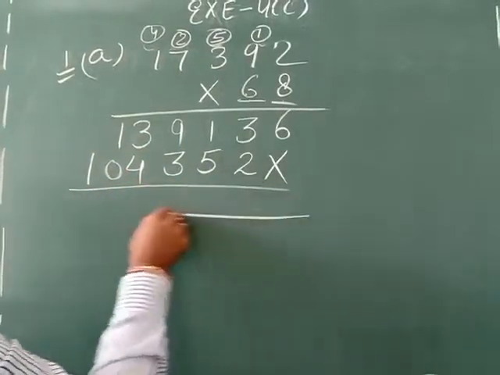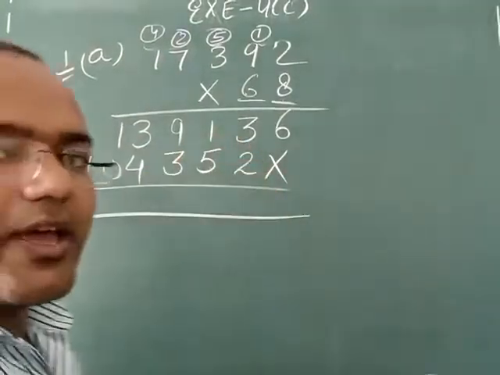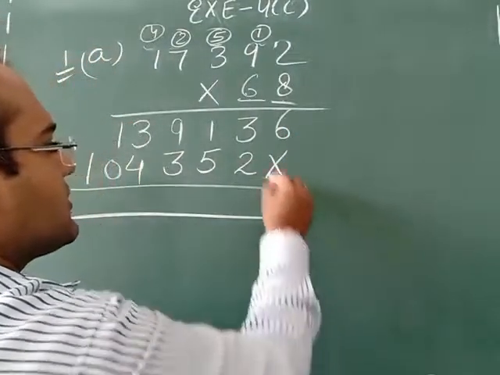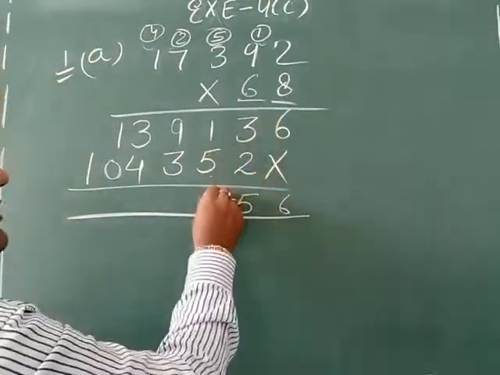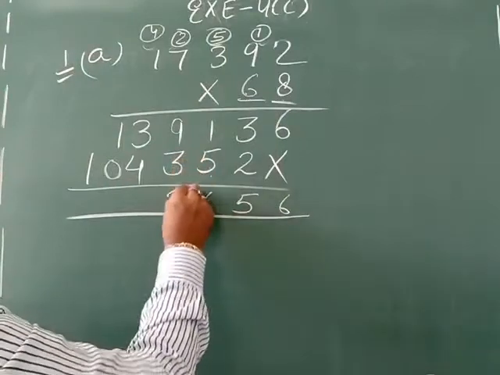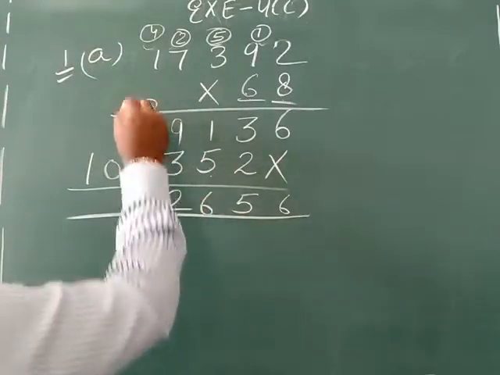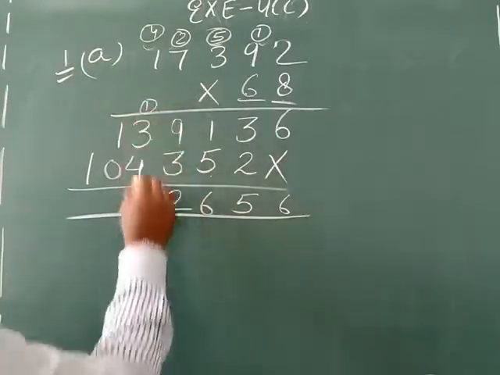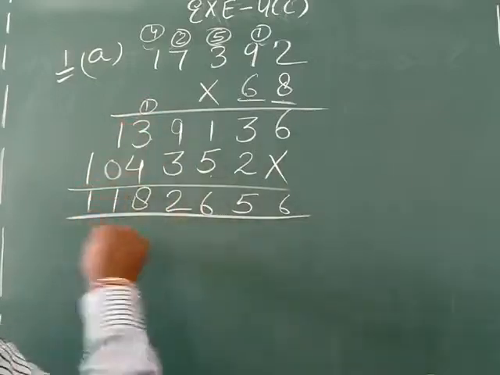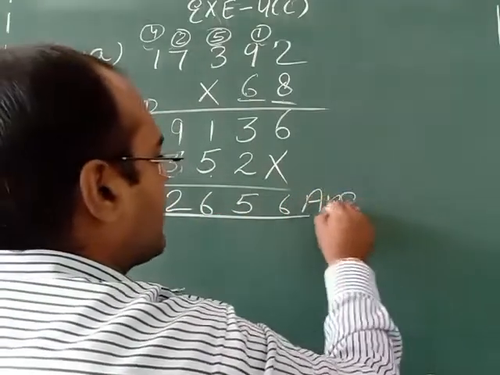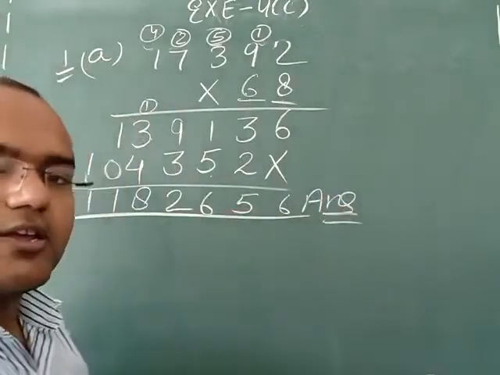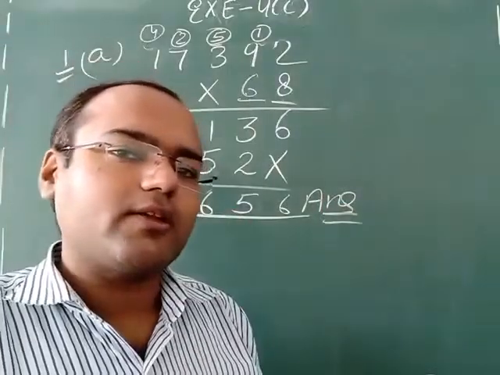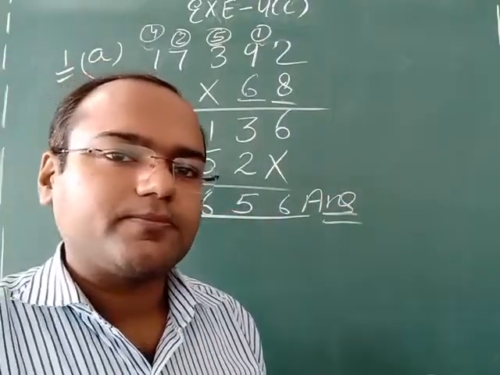Now we have to add these numbers. What will we do with these two? We will add. 6, 3 plus 2, 5, 5 plus 1, 6, 9 plus 3, 12, 1 here, 4 plus 3, 7 plus 1, 8, 1, 1. So this is the final answer of the first part. So like this you have to do all the remaining parts of question number first.